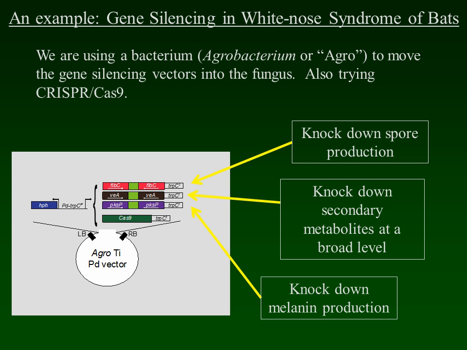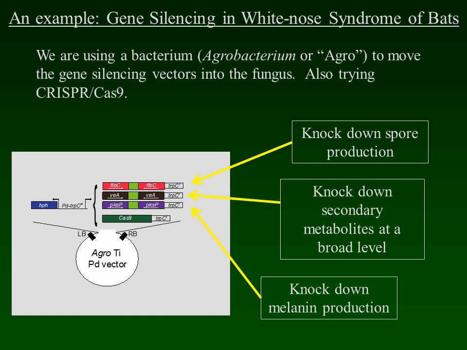And then at the very end there, with no arrow going to it, showing that we're also making a cassette or a vector that has Cas9 in it. So trying to move in the machinery that you could use to make CRISPR-like technology work. So once Cas9 is in the system, then find a way to introduce guide RNAs into those cells to create site-directed mutations.